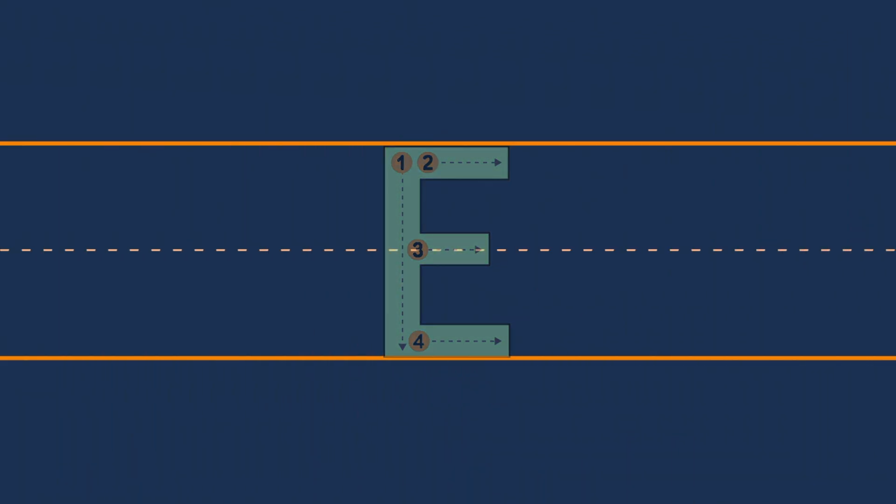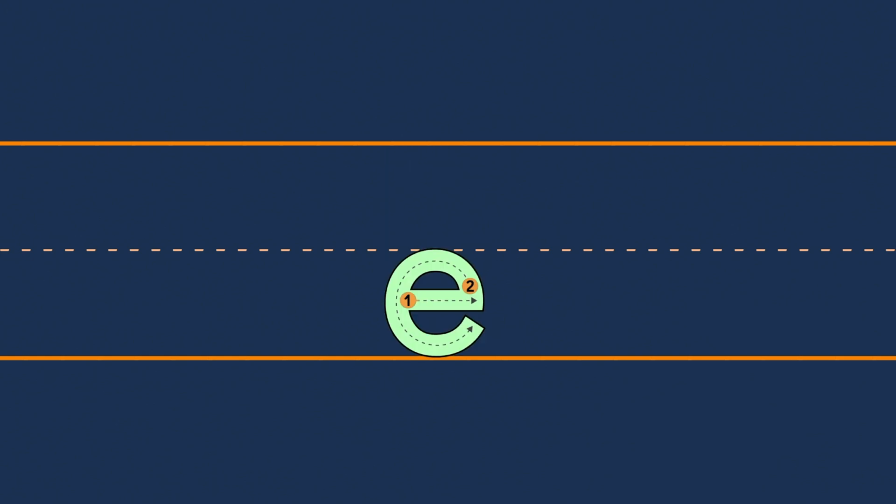Uppercase. A straight line. Now add 3 horizontal lines. E. Lowercase. Now add the line. Finish with a small loop. E.